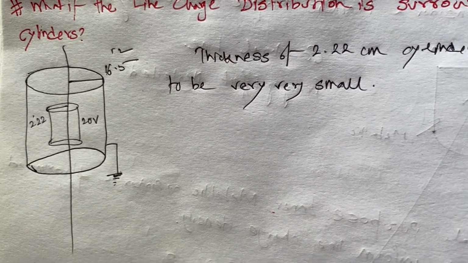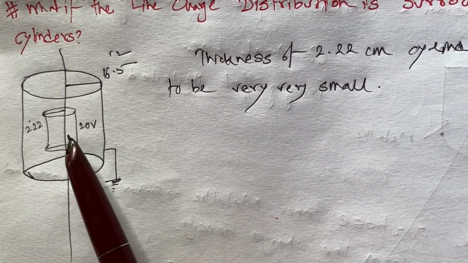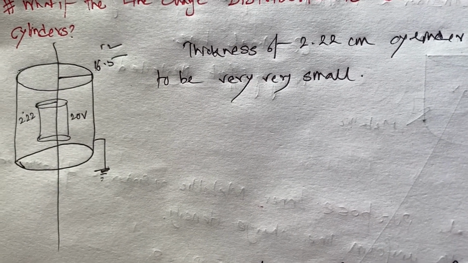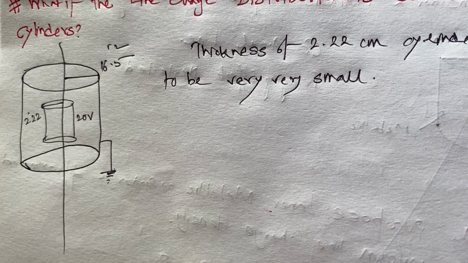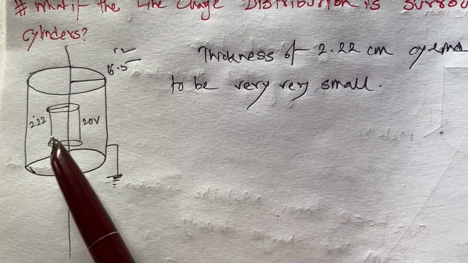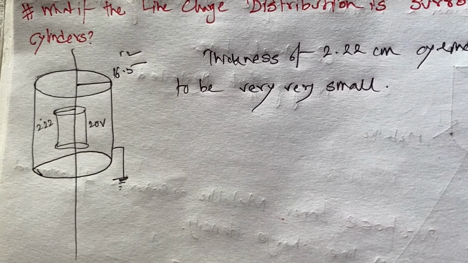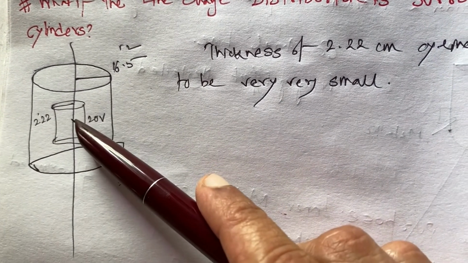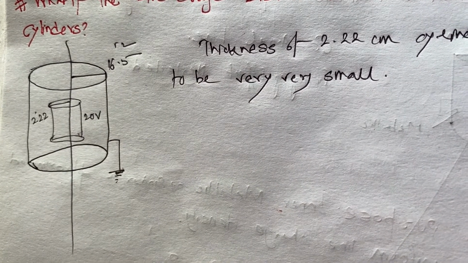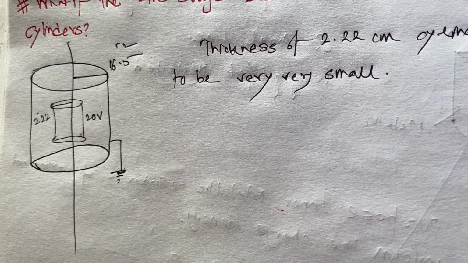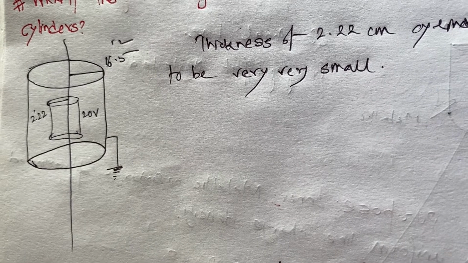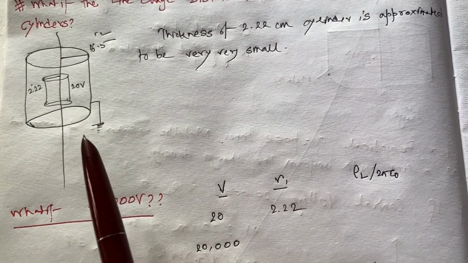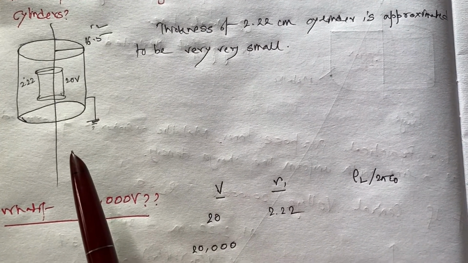Now it is a good approximation that the thickness of this cylinder, these cylinders actually have some finite thickness, but generally for practical purposes these thicknesses, especially the thickness of this inner cylinder, is taken to be very small, so that this cylinder can be considered as a line charge distribution itself in the first place. So this is actually done in the case of coaxial lines.